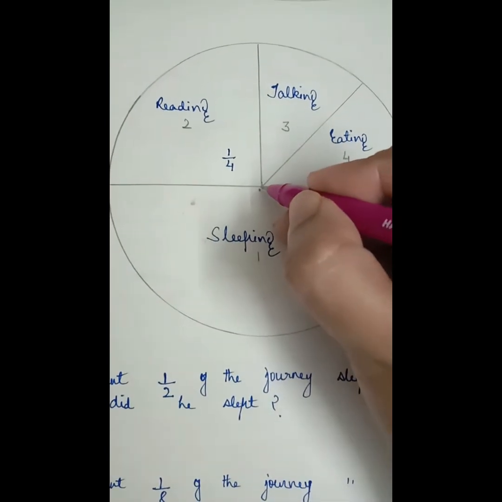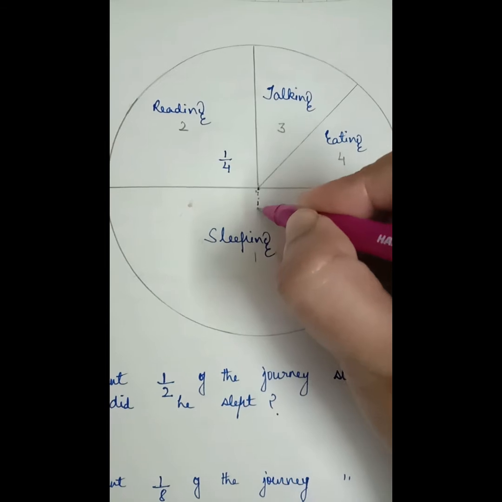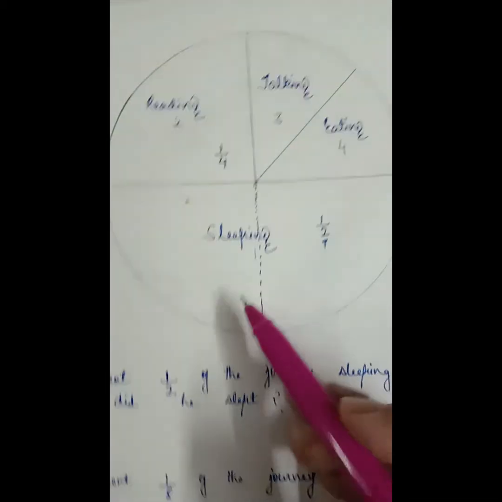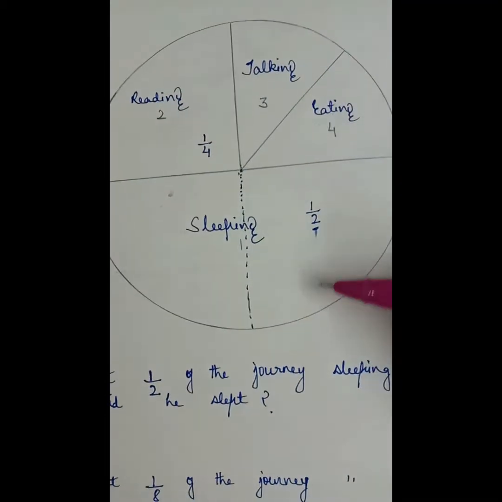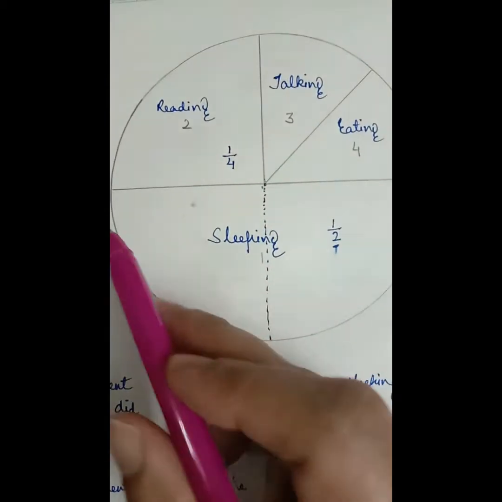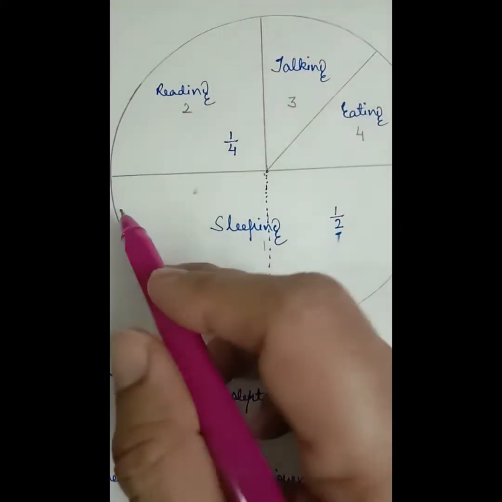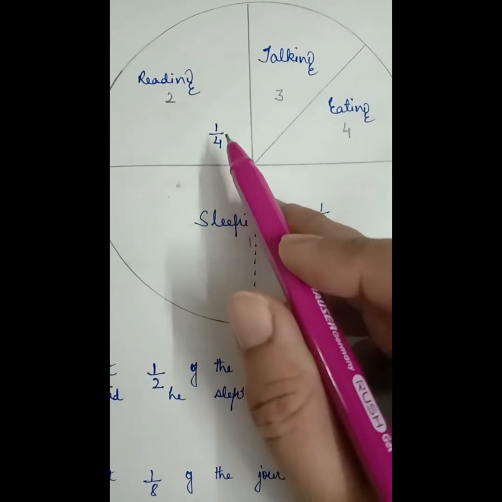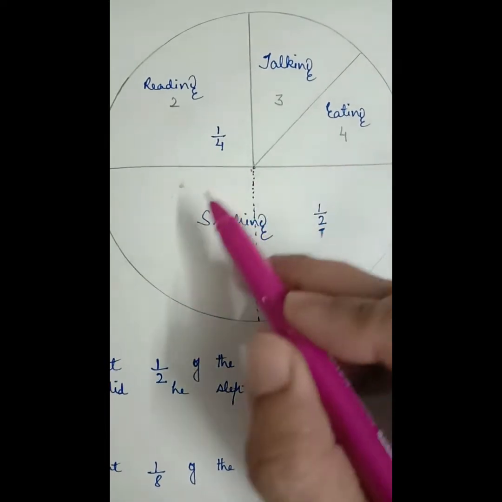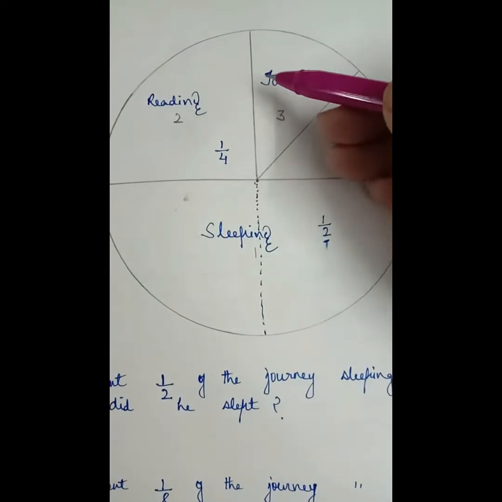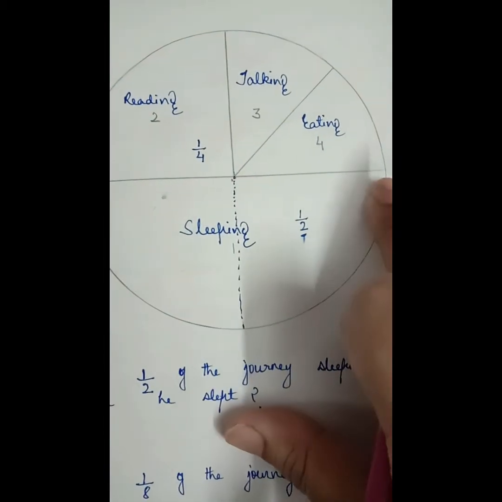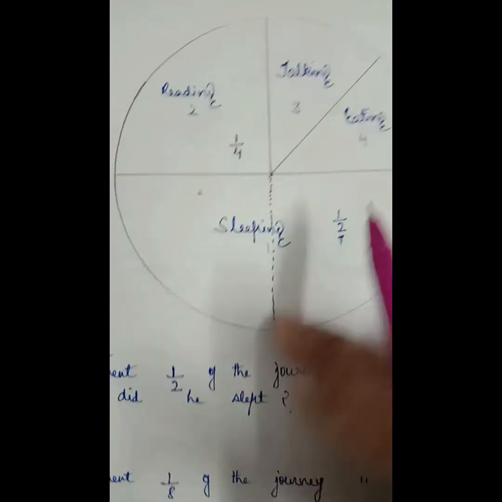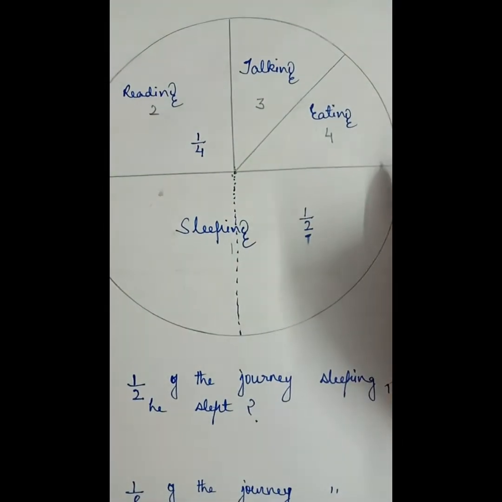How is it 1/4? Let's see. If I extend this line, now see this full portion is also half and this is also half. And now this line also. When a circle is divided into 4 portions, each part is called a quarter. That is 1/4 part: 1/4, 1/4, 1/4 and 1/4. And when only one line is drawn, this diameter, then this is half part and this is half part. Now this is also 1/4 part.